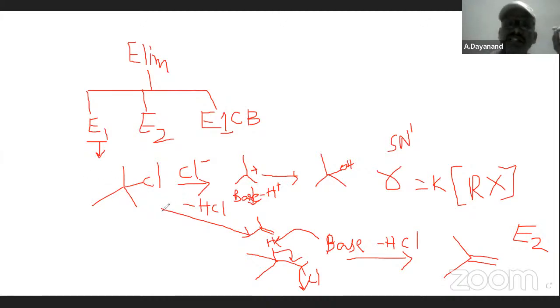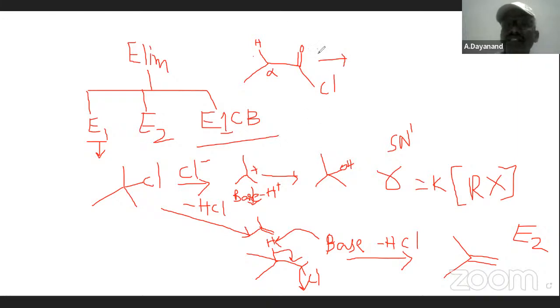The third one is E1CB. E1CB is different. E1CB generally takes place in groups like this, with a leaving group and a carbonyl group. An alpha hydrogen must be there; it is a must for an E1CB reaction.